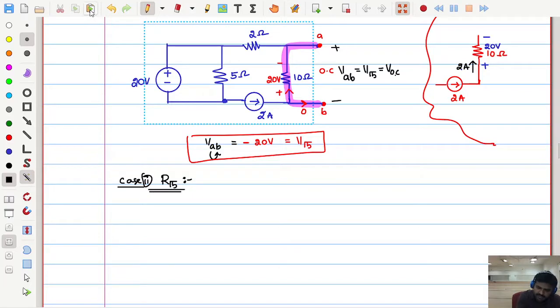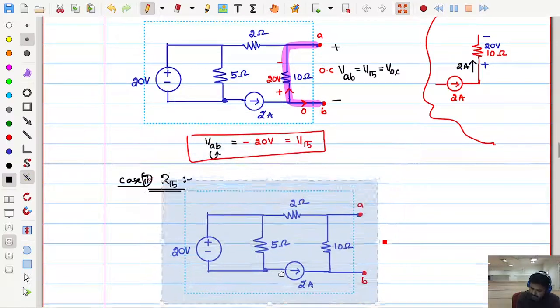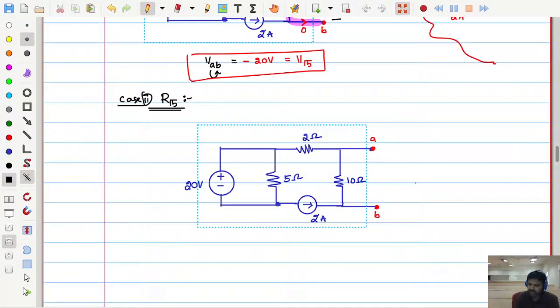How can I find the RTH? What is our definition? Look back at our definition. You should get a thorough awareness of these definitions. What is RTH? What is VTH? RTH is the equivalent resistance seen from the open circuit load terminals. So I need the equivalent resistance between the AB terminals. But that equivalent resistance becomes the Thevenin's resistance when we apply some condition. What is that condition? We need to replace all sources by zero values.